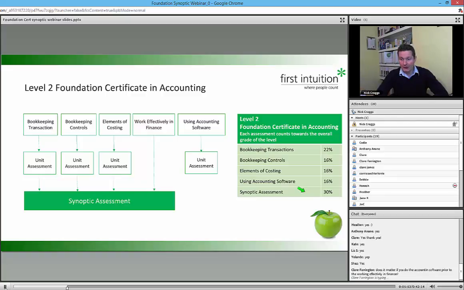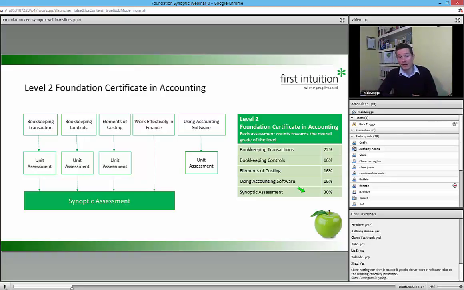Does it matter if you use accounting software prior to working effectively in finance? It does actually, because if you've studied bookkeeping transactions, the bookkeeping controls, and elements of costing, then you do using accounting software, and then you do working effectively in finance, it's going to be an even longer time since you last studied bookkeeping transactions. So it's going to take you a little bit longer to get back up to speed with bookkeeping transactions. So ideally, you don't want that big gap between bookkeeping transactions and the synoptic exam, because you're going to have to go back over bookkeeping transactions.